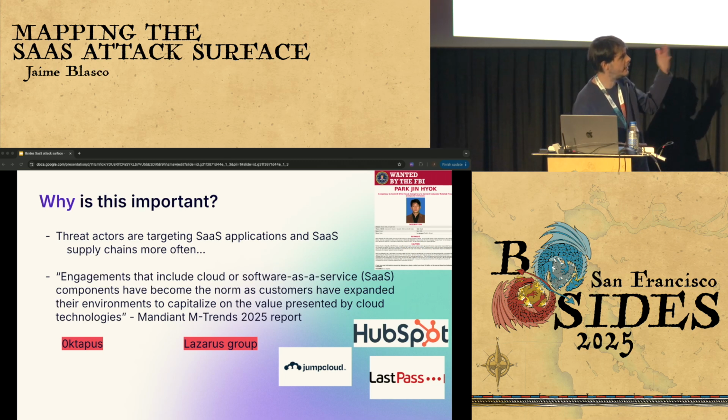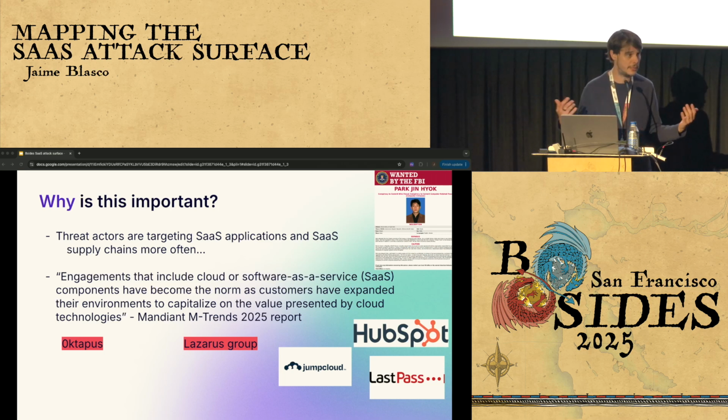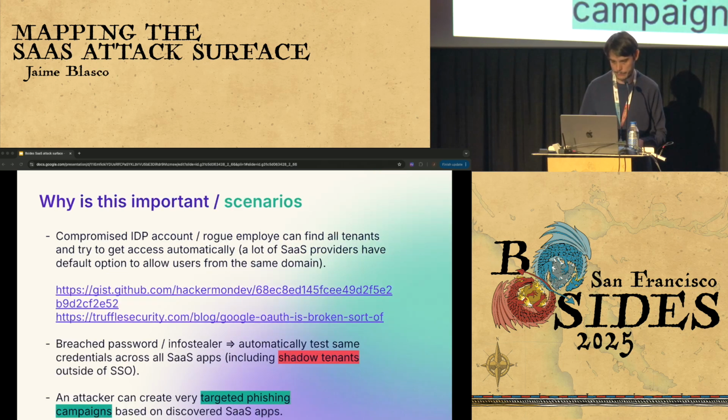And then Mandiant, in their M-Trends report a couple of days ago, said that the engagements they had last year that include SaaS and cloud are just the norm. It's not something that happens once in a while now. So other reasons why this is important, and some of the scenarios you can exploit once you have all this supply chain information, is that as long as you have access to one email address of an employee, or a rogue employee could just brute force all these SaaS applications and try to automatically log in to those.